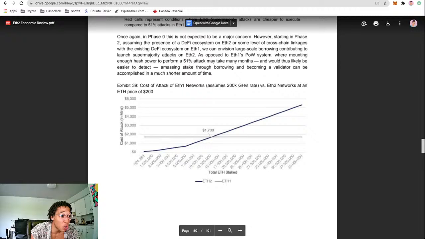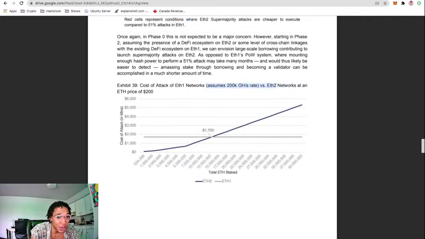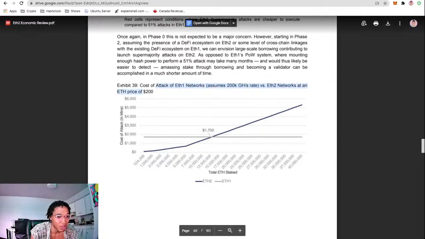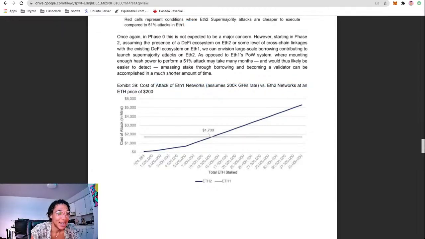Yeah. So, oh no, sorry. This is the cost of attack at an ETH price of $200. Sorry, I was just looking at it like, oh, look at that.